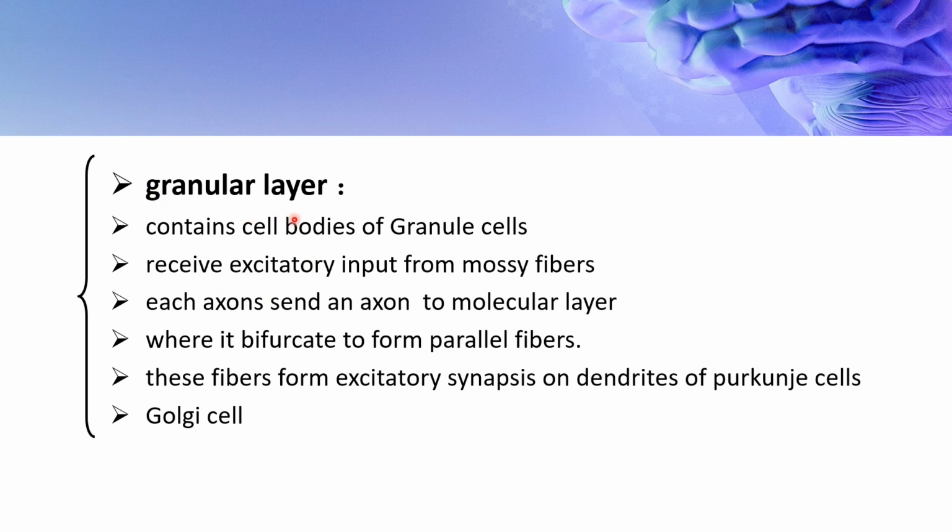Third, the granular cell layer contains the cell bodies of the granule cells. They receive excitatory input from the mossy fibers. Each cell sends an axon to the molecular layer where it bifurcates to form the parallel fibers, and these fibers form excitatory synapses on dendrites of the Purkinje cells. Other types of cells which are present in the granular layer are the Golgi type 2 cells.